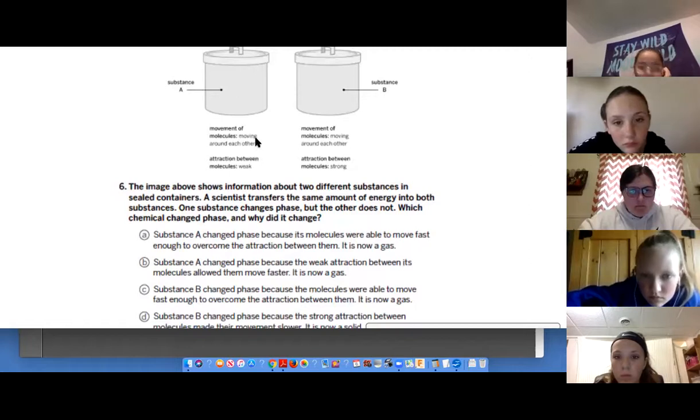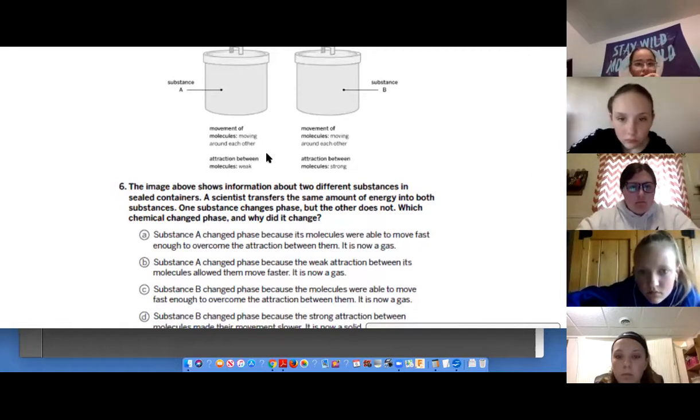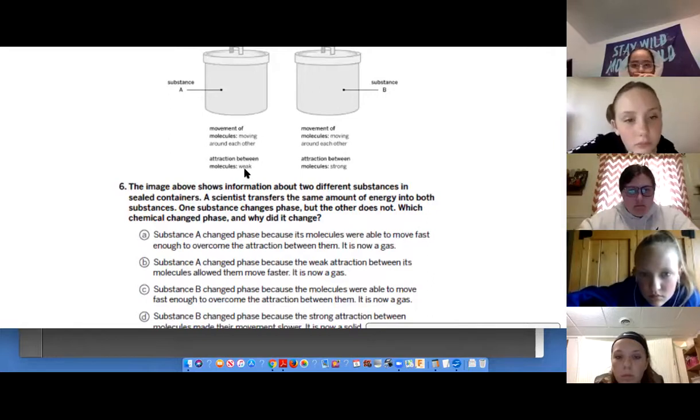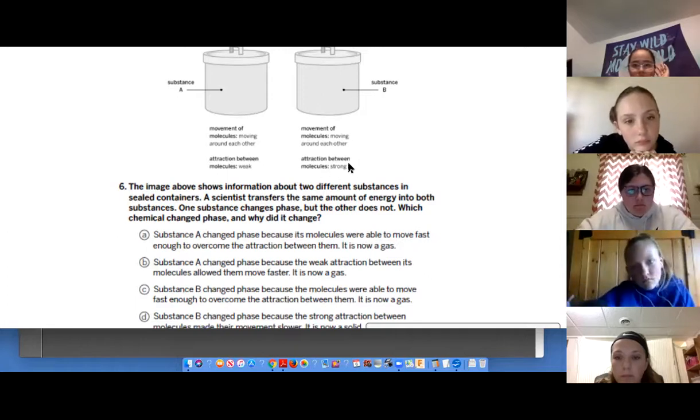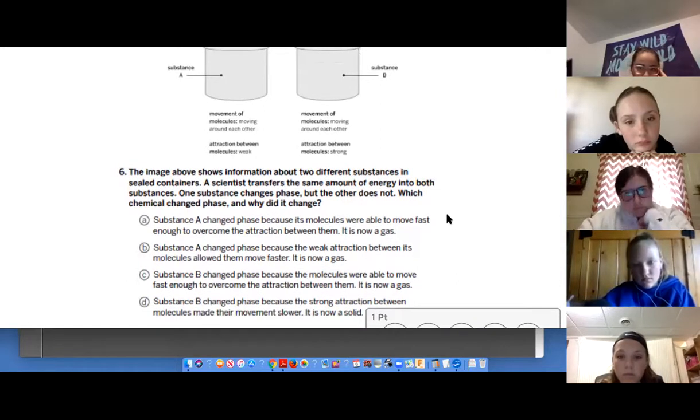All right, so in substance A, the molecules are moving around each other, and also in substance B. In substance A, the attraction between the molecules is weak, so it wouldn't need a lot of energy to change phase. Here, the attractions between the molecules are strong, so you'd have to have more energy. So substance A changed phase because its molecules were able to move fast enough to overcome attraction.